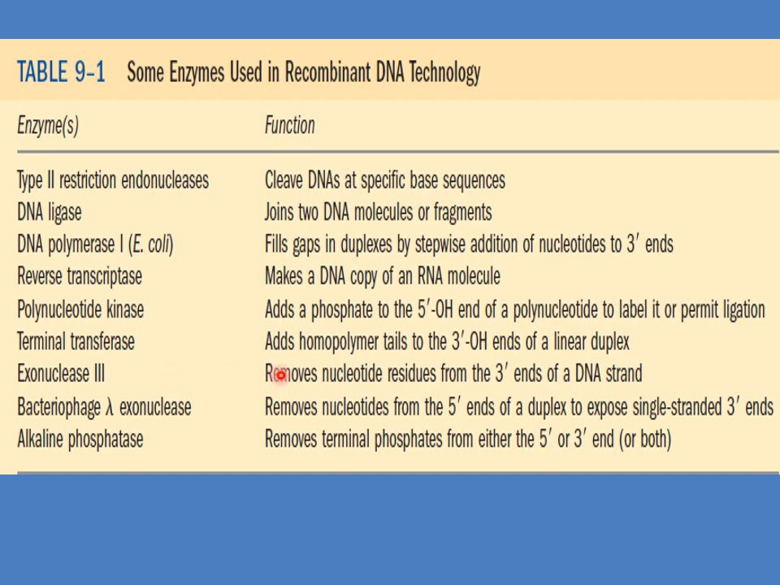Exonuclease 3 removes nucleotide residues from the 3' ends of a DNA strand. Bacteriophage lambda exonuclease removes nucleotides from the 5' ends of a duplex to expose single-stranded 3' ends. And alkaline phosphatase removes terminal phosphates from either the 5' or 3' end or both.